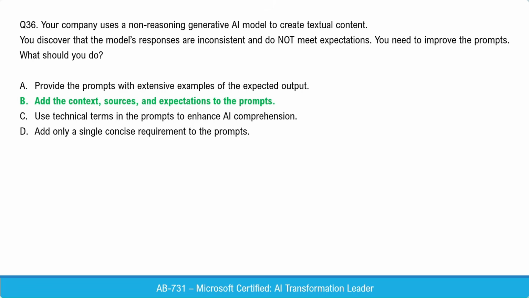Now, let's take a look at other options. Option A talks about adding extensive examples. While examples can help, too many can actually confuse the model or make the prompt unnecessarily long. Option C suggests using technical terms, but complexity does not improve understanding. Clarity does. And option D suggests using only a single concise requirement. That usually leads to vague outputs because the model does not have enough context. So the best way to improve prompt quality is to add clear context and expectations. That's why the correct answer is option B.